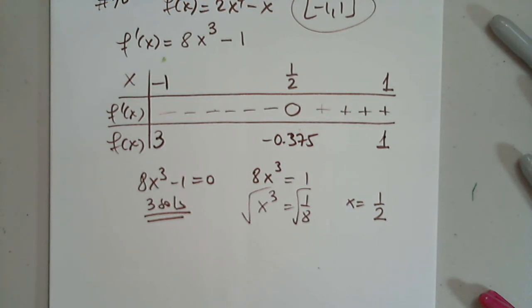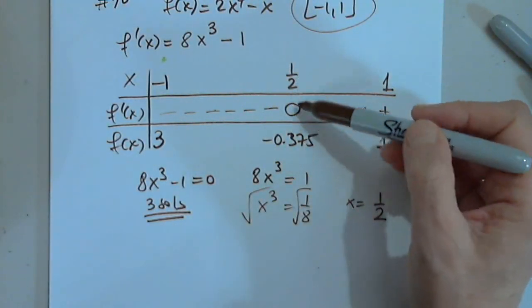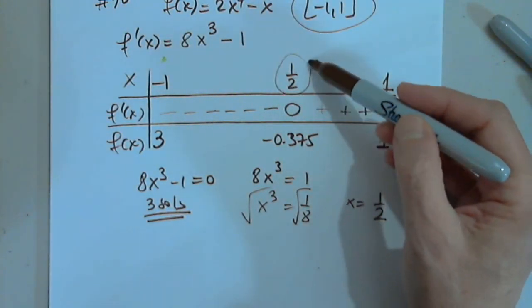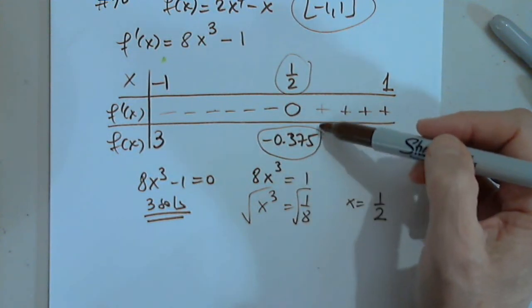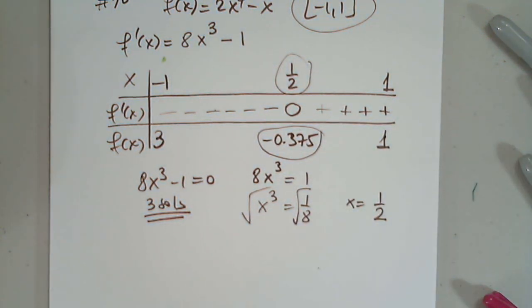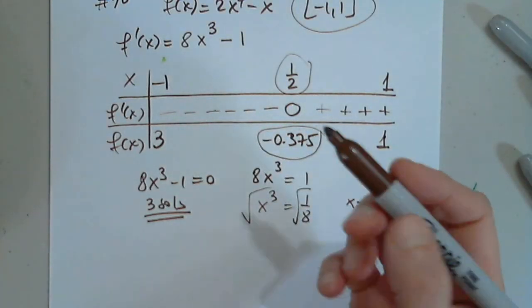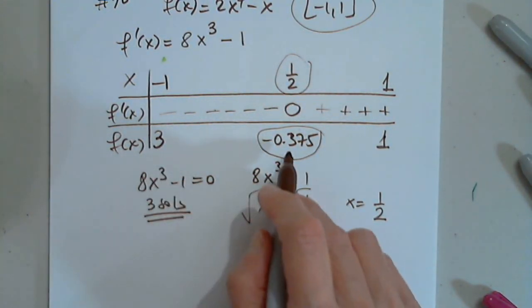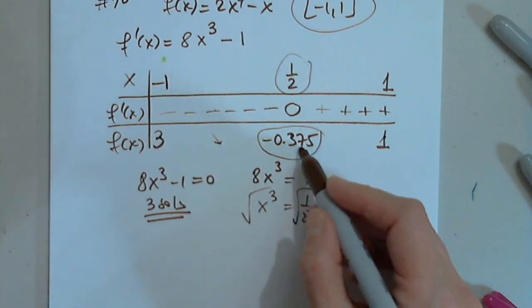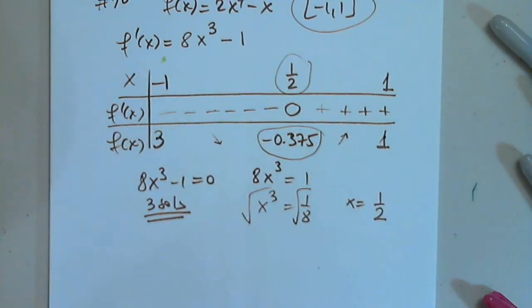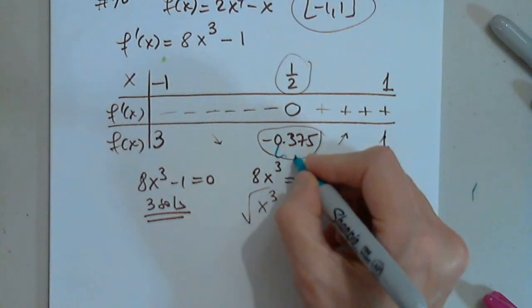At this point, we will draw a conclusion. First of all, what type of point is 1/2, comma, negative 0.375? Based on what you see here, from 3 to this number it's decreasing, from this number to this number is increasing. Minimum. Very good. So this is a local minimum.